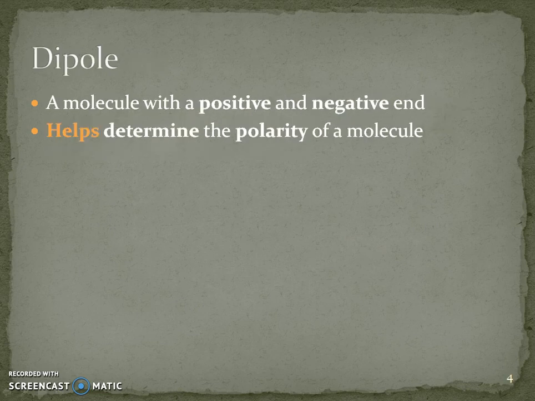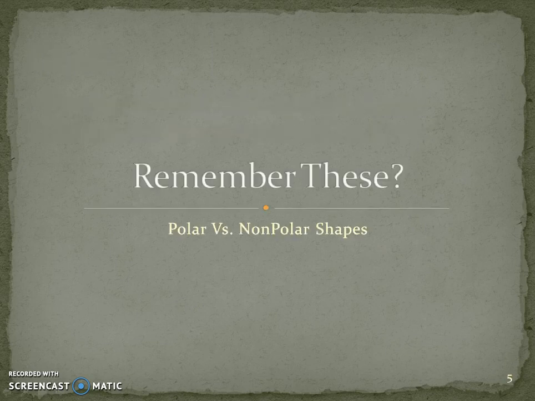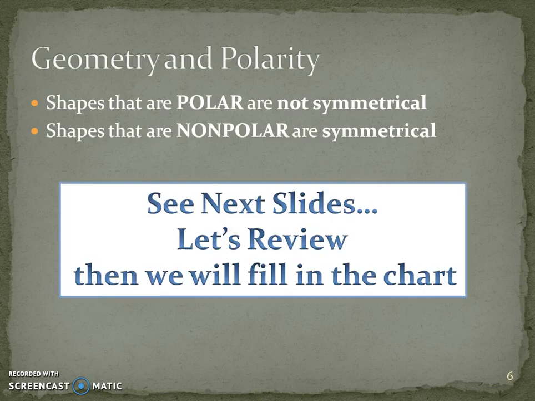So again, I suggest pausing, filling in the blanks, and playing to hear my words. A dipole, we want to remember, just means the same as a polar molecule. A dipole has a partial positive and partial negative end to the compound. So we remember these from polar versus nonpolar shapes, and the geometry is going to help us decide if it's polar or nonpolar depending on its symmetry, correct?